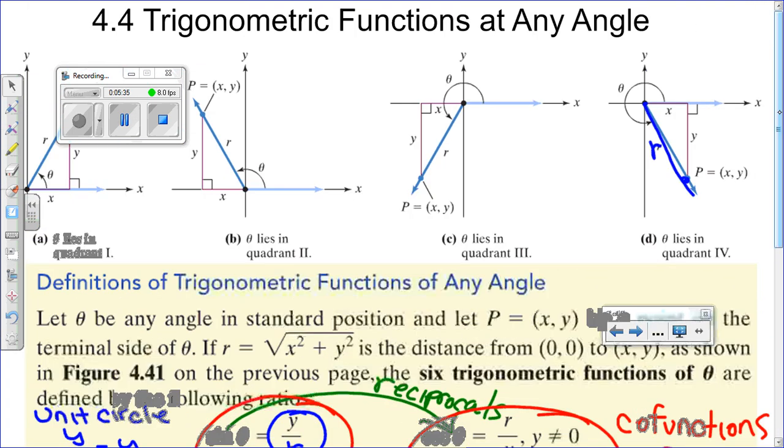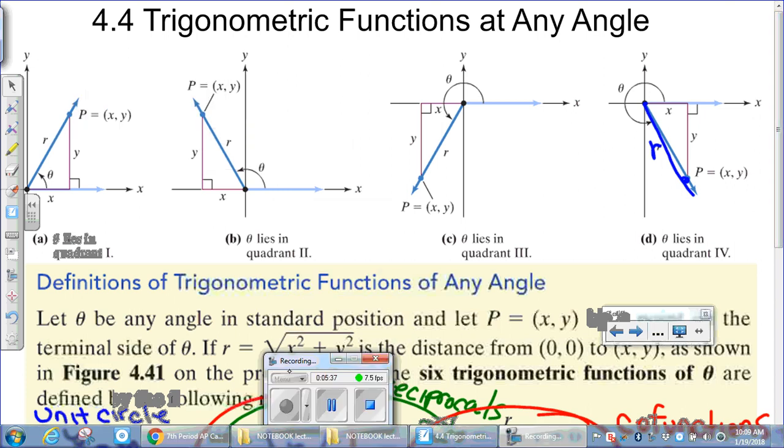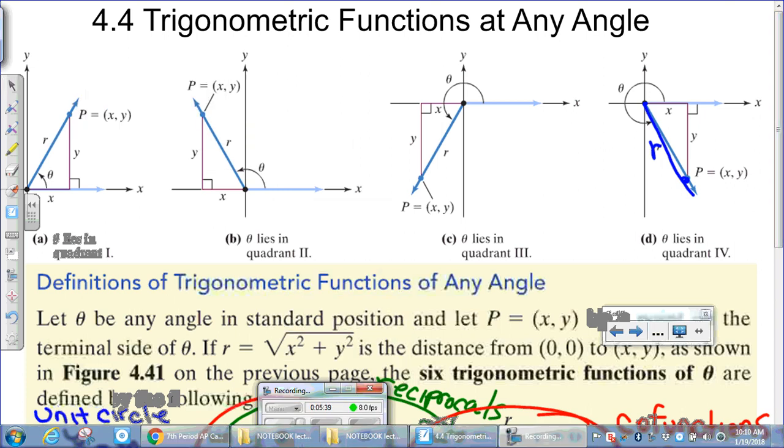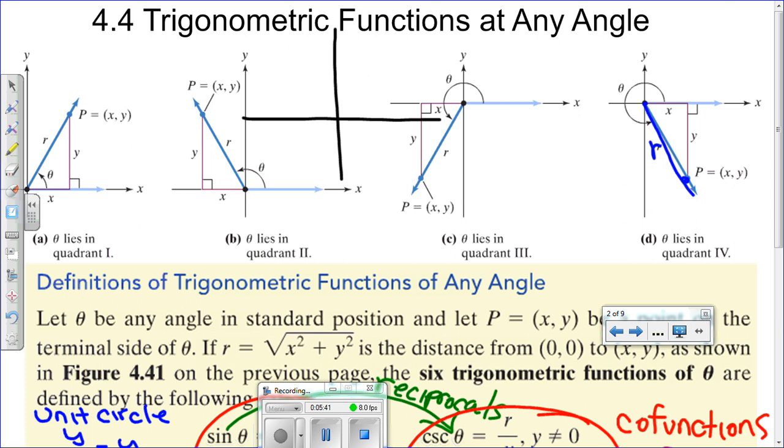Okay. So now let's go back over here. Now, you all know we have 4 quadrants, correct? So for the 4 quadrants, I want you guys to do the following. Write down sine, cosine, and tangent.